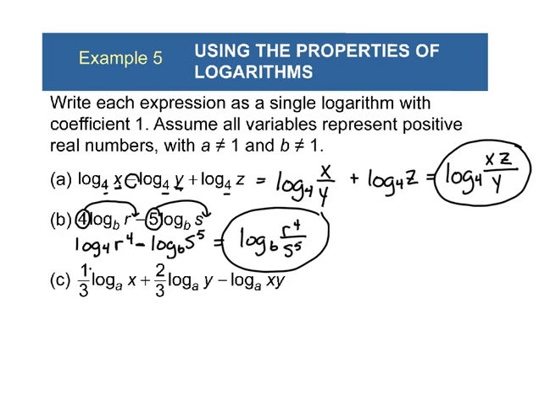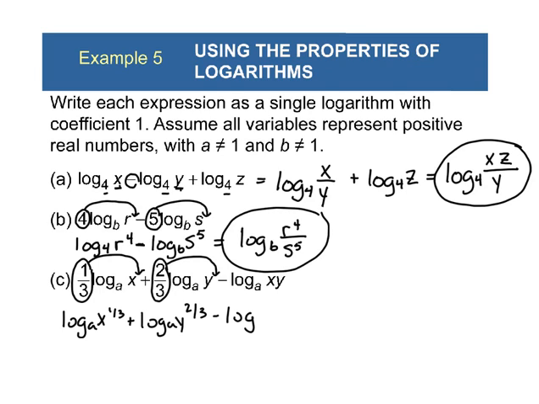Okay, let's do the same thing with part C. First, get rid of the numbers by placing them as exponents. So we get log base a of x to the 1/3 plus log base a of y to the 2/3 minus log base a of xy.